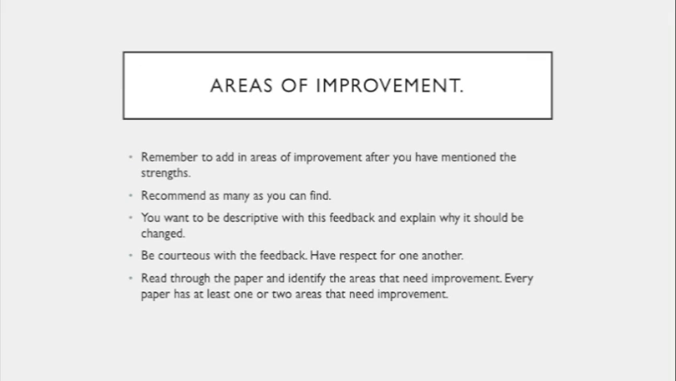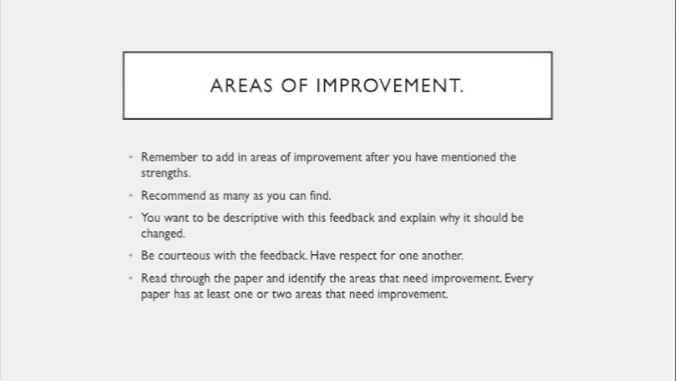So now we're going to talk about areas of improvement. With the areas of improvement, as I said, start off with the strengths and then go ahead and add the areas of improvement. Recommend as many as you can find. Again, there is no limit. If you want to write about 3, then you're more than welcome to, just as long as you are able to identify some areas.